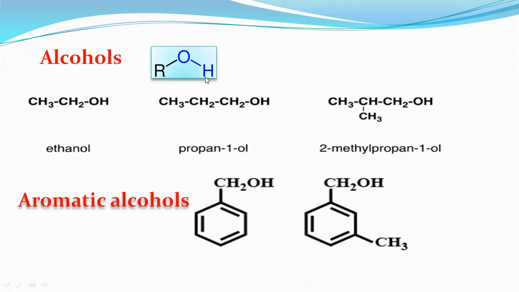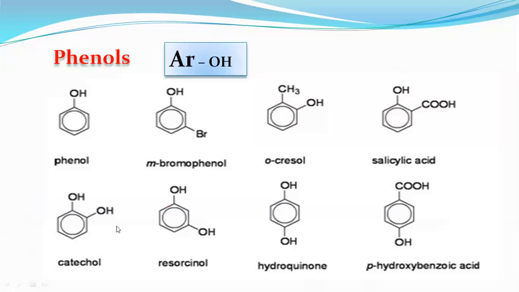For alcohols, the functional group is OH and the general formula is ROH. Ethanol, propanol and 2-methylpropanol also show primary, secondary and tertiary structures. For the aromatic alcohols, the OH group is with C6H5CH2. If the OH group is present on the side chain of the benzene ring, these are considered alcohols. See another structure where a methyl group is also present. These are examples of aliphatic as well as aromatic alcohols. This is for the phenols.